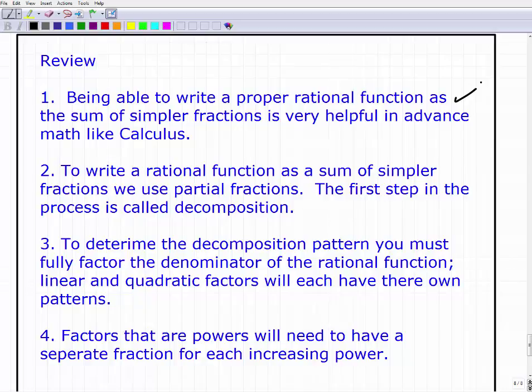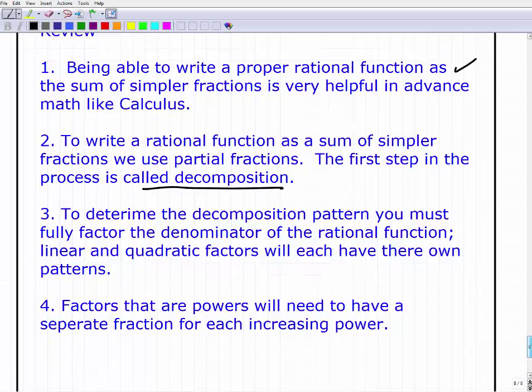And oftentimes in these calculus classes, you're going to be told, oh yeah, you already took that course, or you already know that material. So you're kind of expected to know these things. That's why it's important to keep your notes. All right, the second thing is to write a rational function as a sum of these simpler fractions, we use partial fractions. The first step in the process is called decomposition. And that's what we were really focused on with these examples.